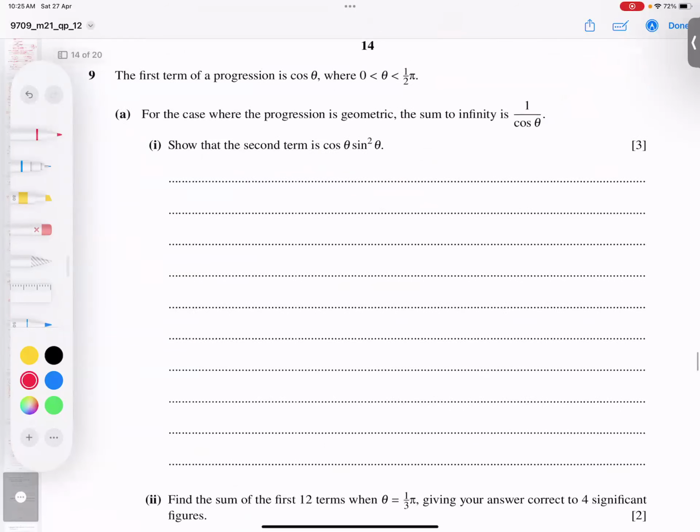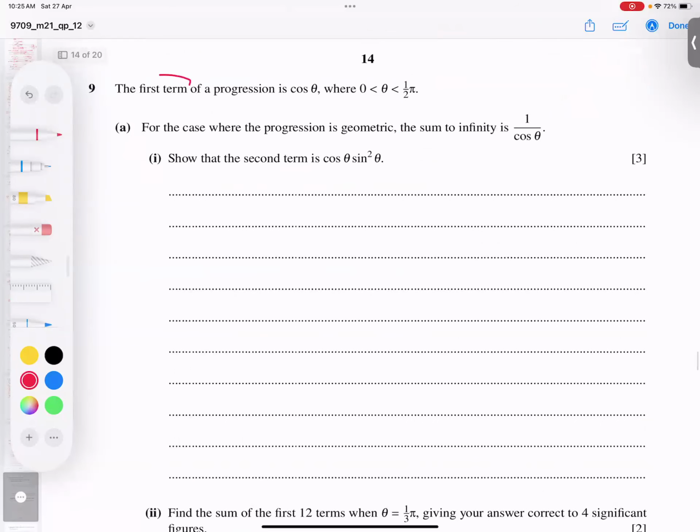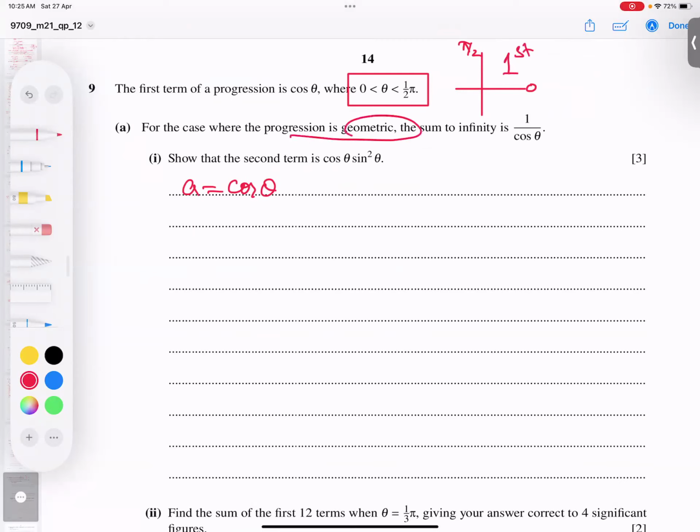Question number 9, we have the first term of the progression is cos theta. Read and write. And make sure of this condition, what he said, first quadrant. If you know it, 0 to pi by 2. So we have to stay inside this first quadrant. For the case where the progression is geometric, the sum to infinity is given as this. So the best way is to read and write.